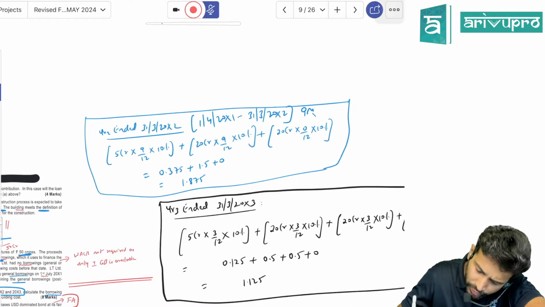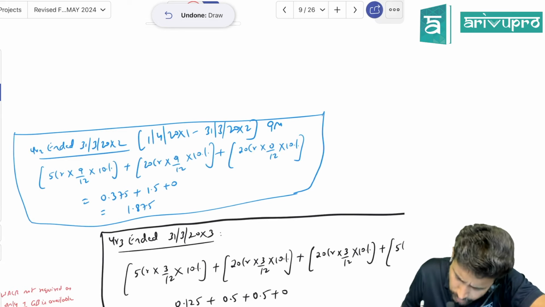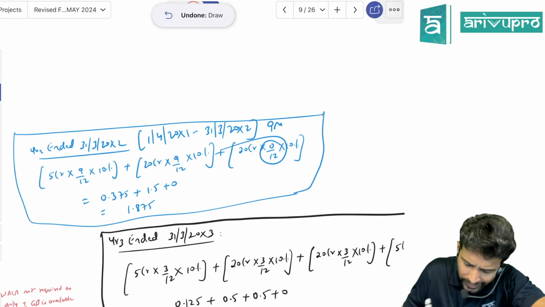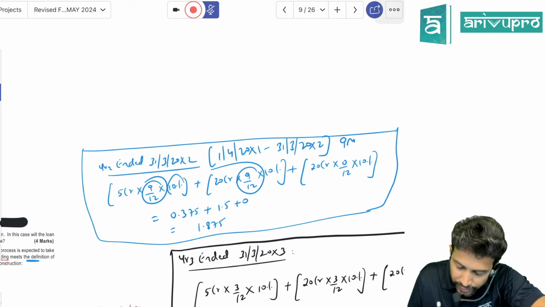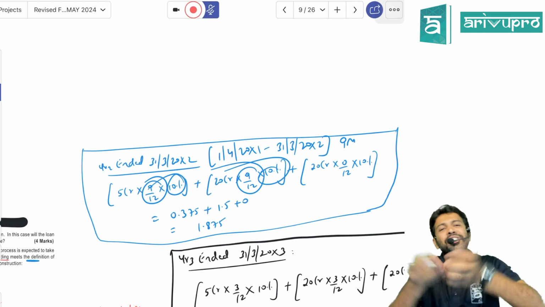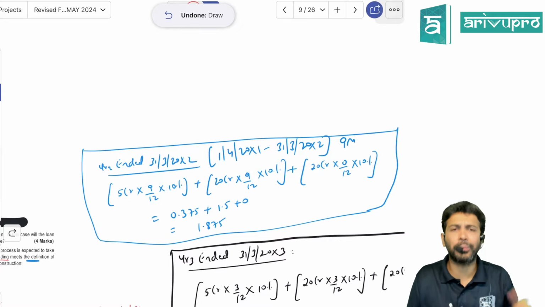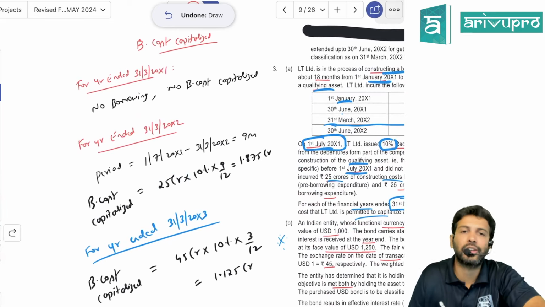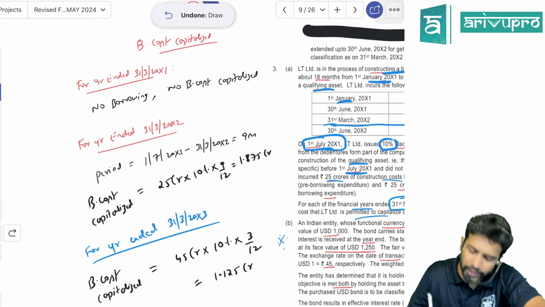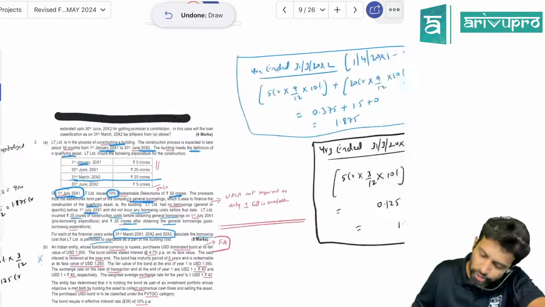If you want, you can calculate and show it like this, or you can write it in one line. Simple mathematics. On this, you cannot capitalize anything because the weightage is 0. Now, here also 9 by 12, here also 9 by 12, here also 10%, here also 10%. So instead of calculating separately, take 5 crore and 20 crore and sum them up. How much do you get? 25 crore. So the borrowing cost you can capitalize for the second year is 25 crore into 10% into 9 by 12. If you do that, you get 1.875 crores. It's the same answer.